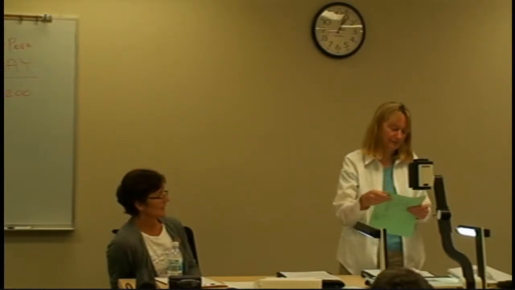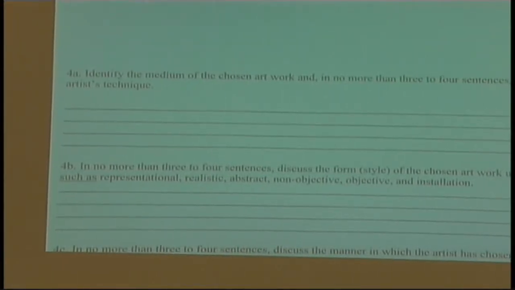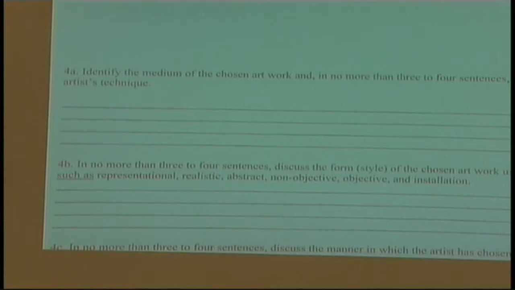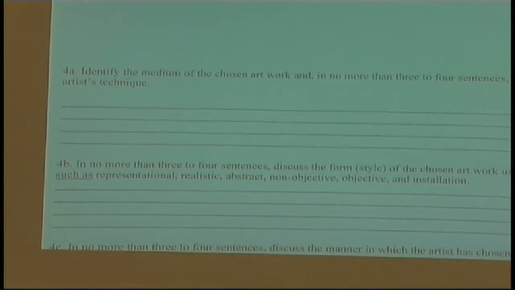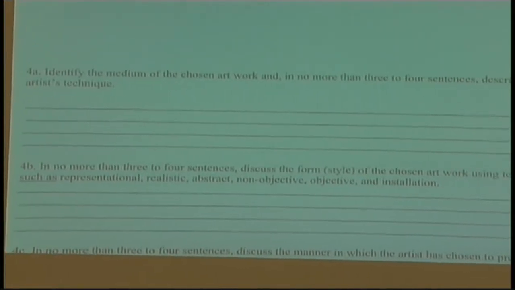Here's an art program where I think you probably get better results if you have more specific, objective questions. Like, I give you a piece of artwork: identify the medium of the chosen artwork, and in no more than 3 or 4 sentences describe the artist's technique. That seems a little more objective. This must be a math assessment. It's actually not. Who was this? It doesn't say. I don't know where I got this one from.